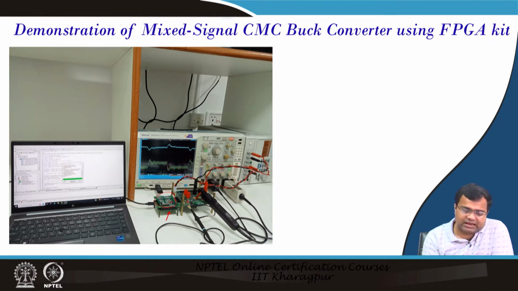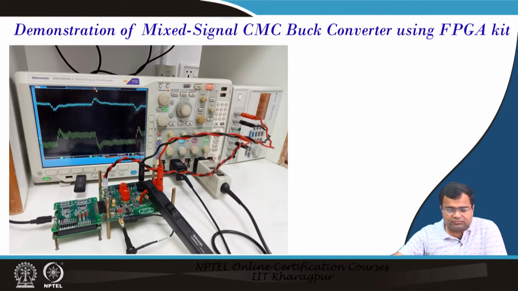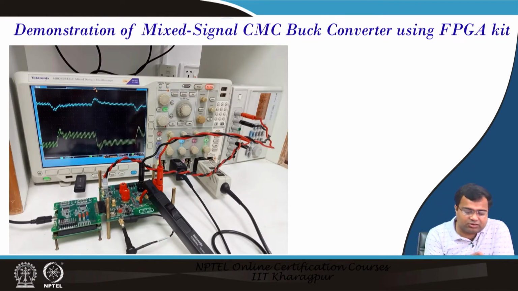This is a picture of the hardware setup, and we will go to a live demo shortly, but I just want to give you a glimpse. Through the computer we are programming this FPGA, and then it runs the whole converter. This is the load transient performance using mixed signal current mode control, and the first channel is our 3.3 volt input for the buck converter, which is these 2 probes where the supply is connected.